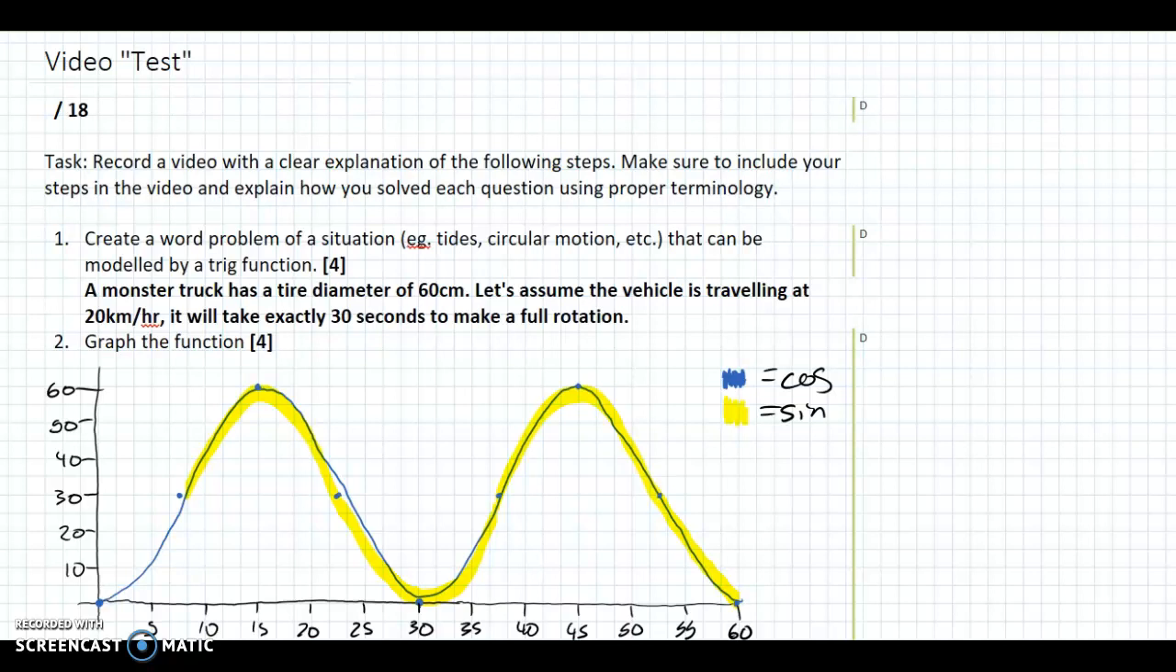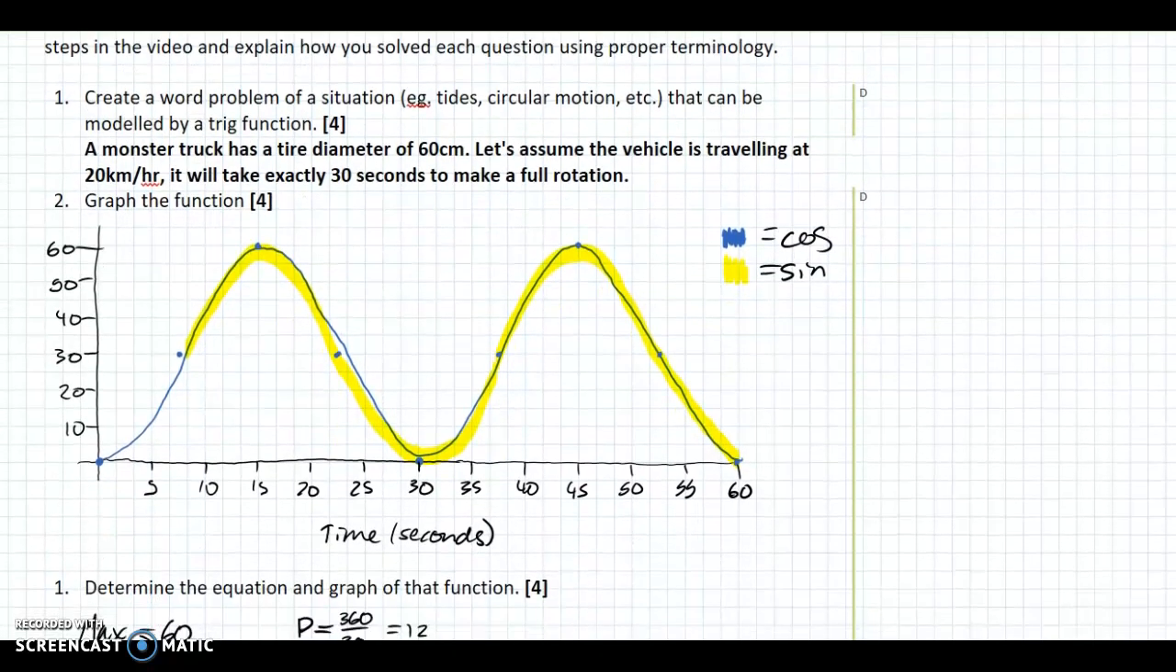The straightforward problem I chose is a monster truck that has a tire diameter of 60 centimeters. Let's assume the vehicle is traveling at 20 kilometers per hour. It will take exactly 30 seconds to make a full rotation. So the next step is to graph.